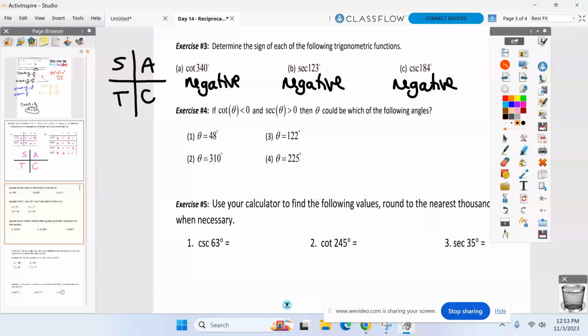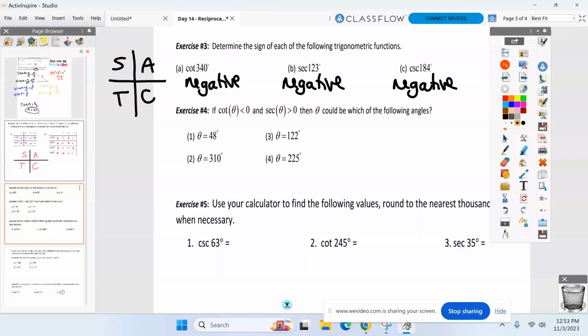Ready for these now. These greater than, less than ones, but now with the new ones. Oh boy. Cotangent is less than 0, a fancy way of saying negative, and secant is positive. Where? Well, it says which of the following angles could it be, but I think we should determine what quad I'm in first.